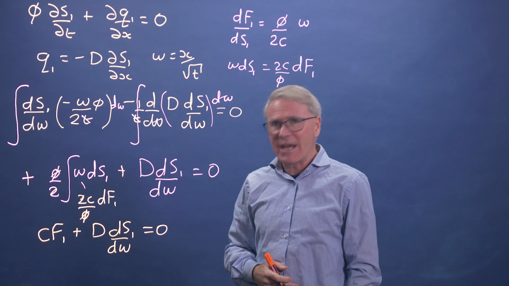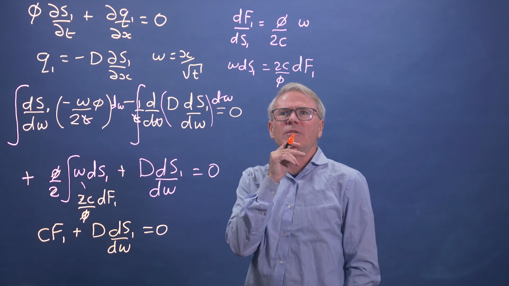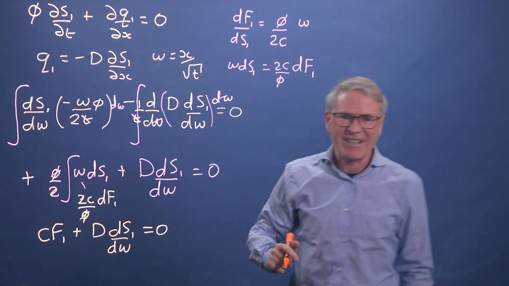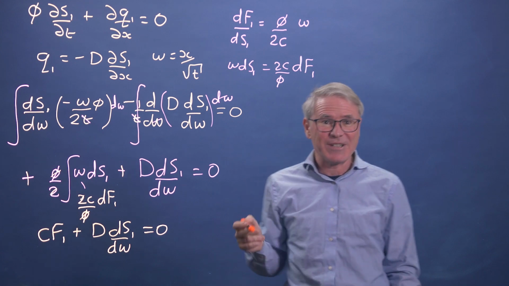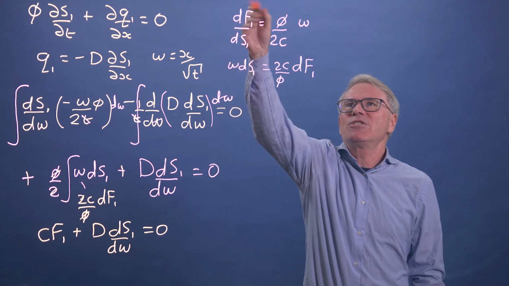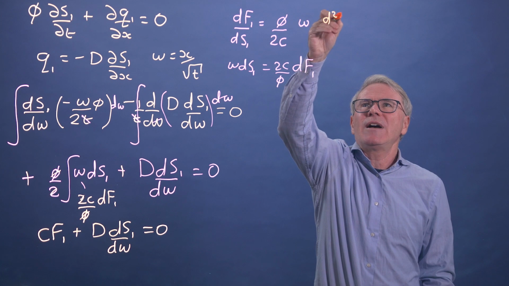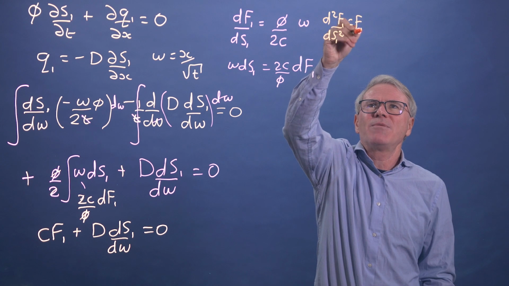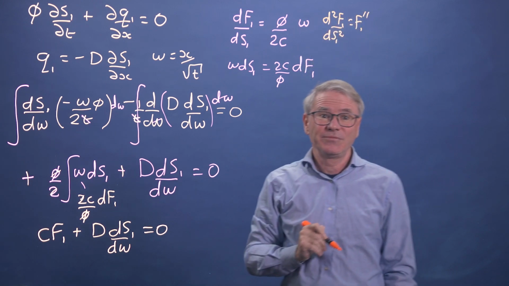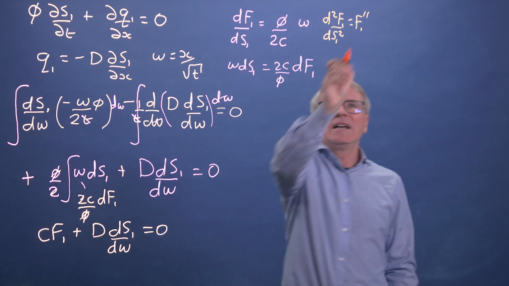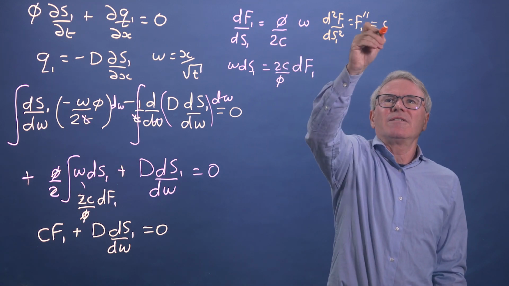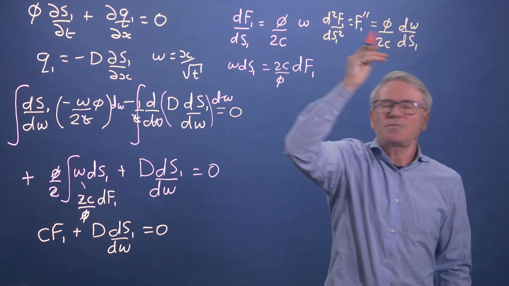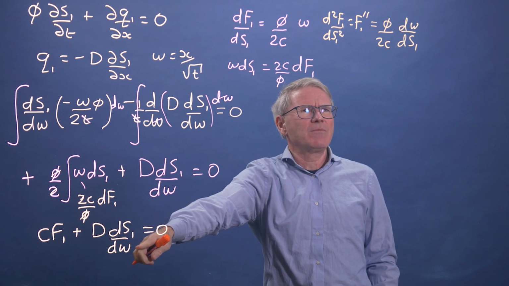Okay, so we're getting there, but now we've got a ds by d omega. What do we do? Let's have a look at this one. Differentiating it looked like a good idea first time round, so let's do it again. So let's differentiate this term. So I'm going to get d2f1 by ds1 squared, and I'm just going to call this f1 double primed, right? Double integral. Okay, hopefully that's not too obscure. And then with porosity, and the constant is a constant by sort of definition, this is d omega by ds1. Oh, here we got ds1 by d omega.